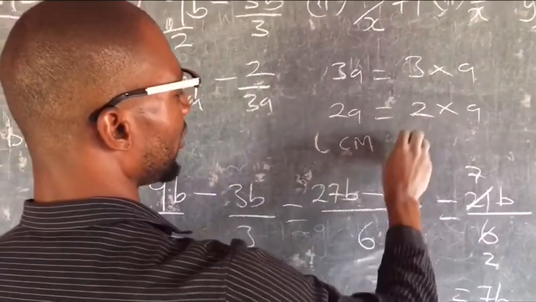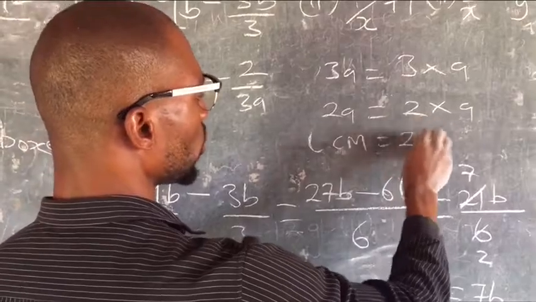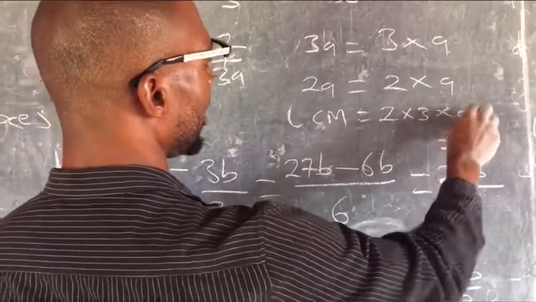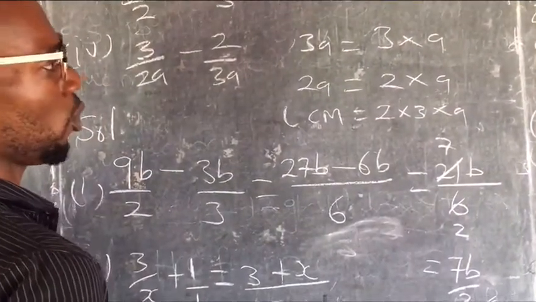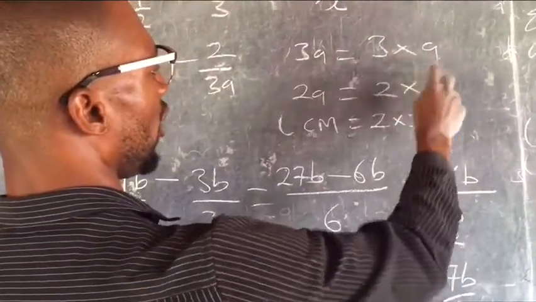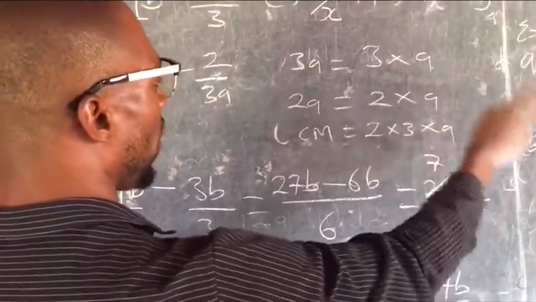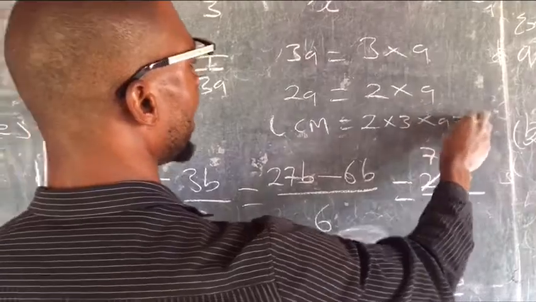LCM now, we collect everything. So we collect 2, 3 times a. Now all the things we will collect, and the powers of the numbers, all of them are 1. So if we times this one, we'll get 6a. So now how do we get this one?